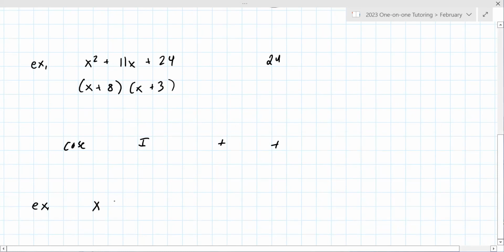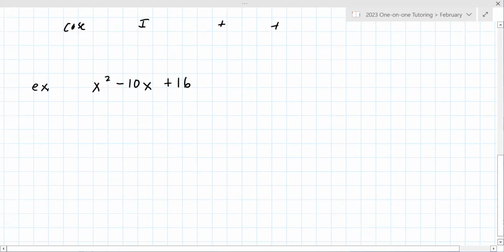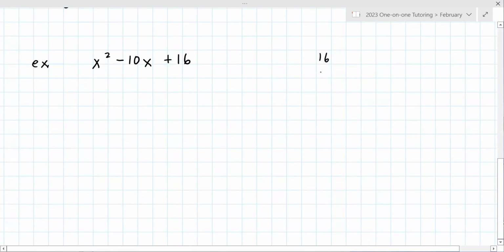Let's say it's x squared minus 10x plus 16. So this time you're looking for two numbers that multiply to 16. So you're like, okay, 1 times 16 works, 2 times 8 works, and 4 times 4 works. But when you add these up, they're all positive. And we don't want positive now, we want negative 10. So it's like, well, what do you do?